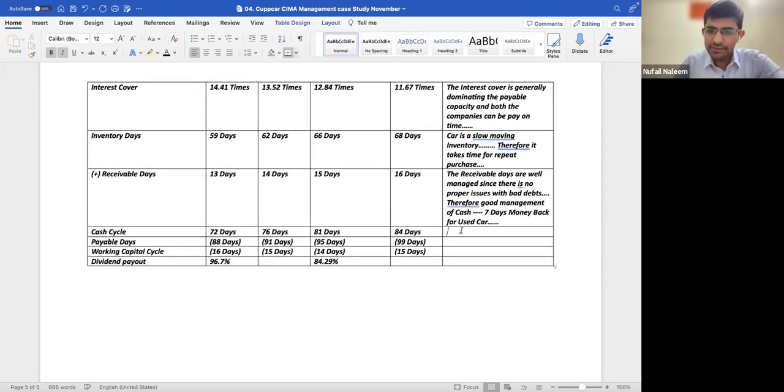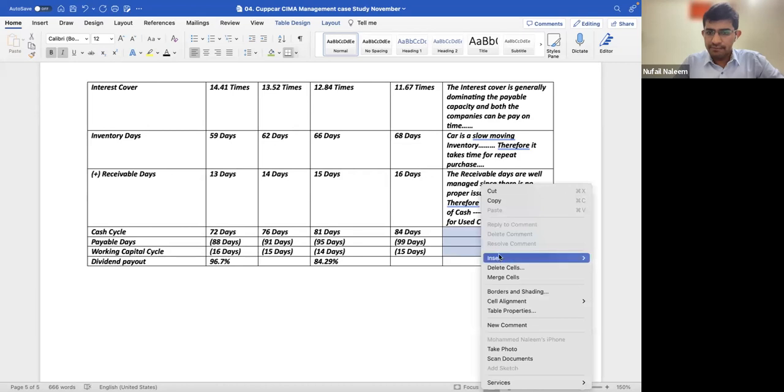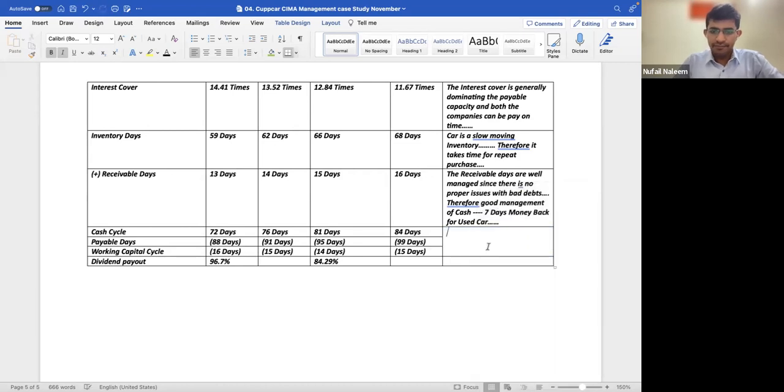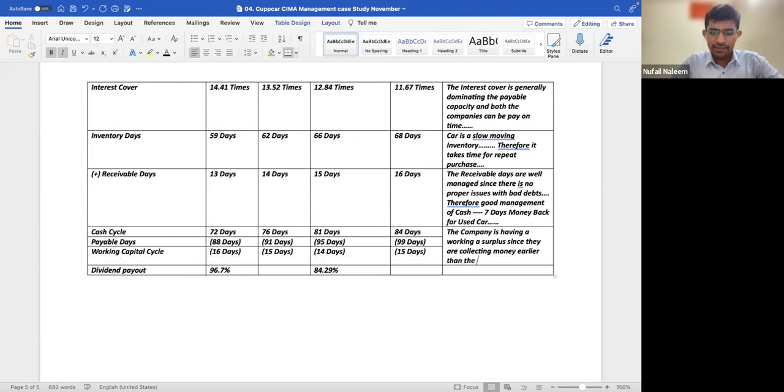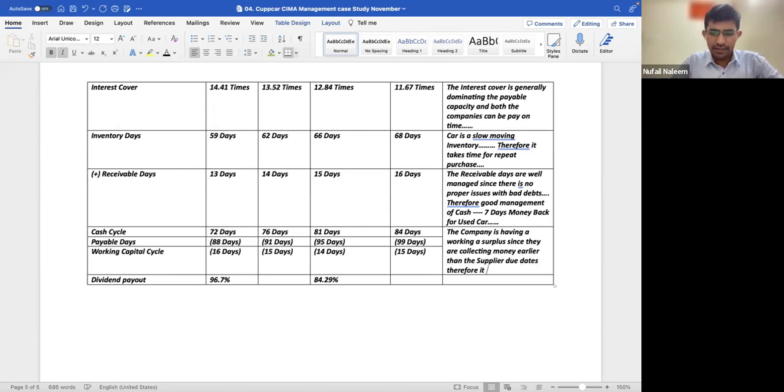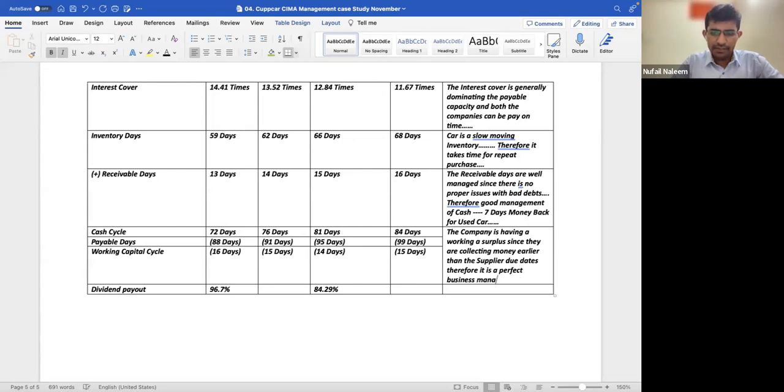So I'll write down here, students. The company is having a working capital surplus, since they are collecting money earlier than the suppliers' due dates. Therefore, it is a perfect business management structure.